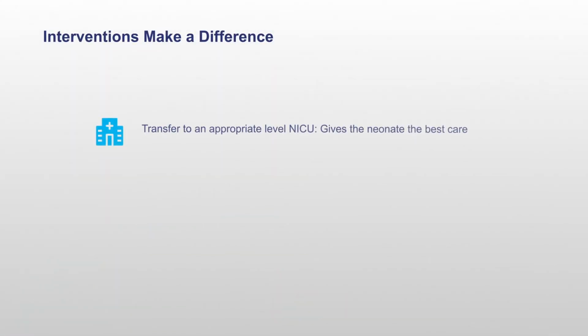We can transfer to an appropriate level NICU. This happens a lot in my state in New Mexico. We're the 5th largest state in the United States, a very broad landmass and really rural as you leave Albuquerque, the biggest city in the state. We often have to identify patients that are at risk in rural locations and transfer them to a higher level of care so that the infant can get the absolute best care.